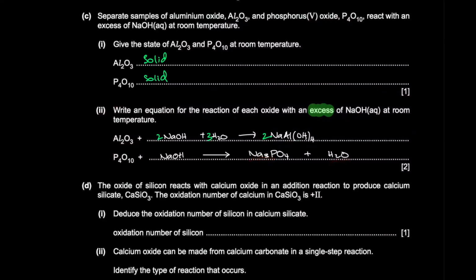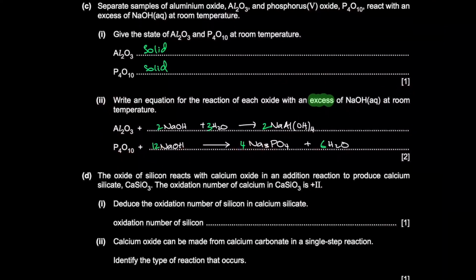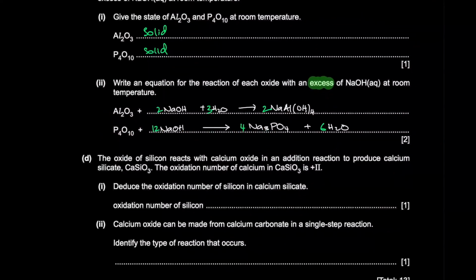And then to balance this, you have 4 phosphorus on the left. You're going to have 4 of these. You're going to have 12 NaOH, and you're going to have 6 H2O. 4 of these because you have 4 phosphorus. Then you have 3 times 4, which is 12 sodium, so 12, and then you have 12 hydrogen, that would be 6 H2O. If you forget the balancing, you can always balance it.